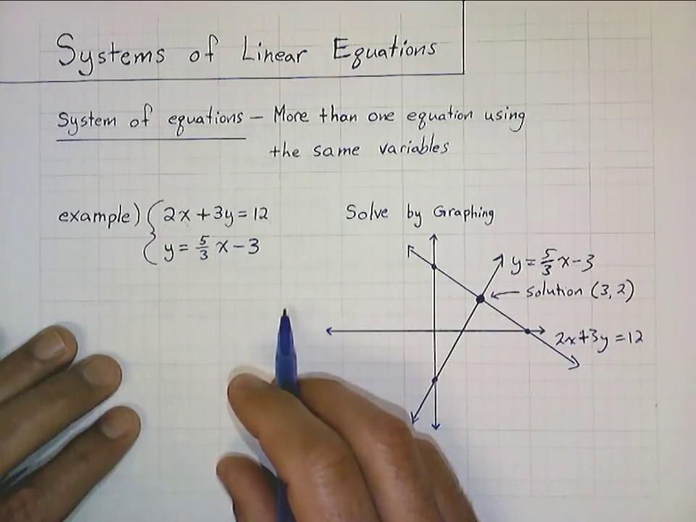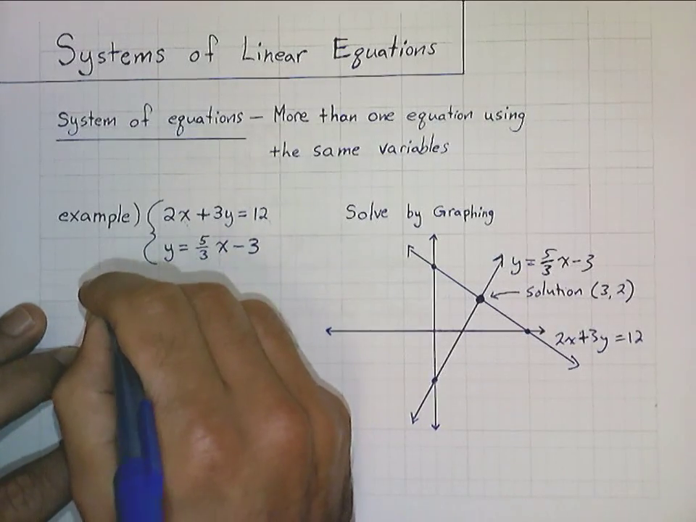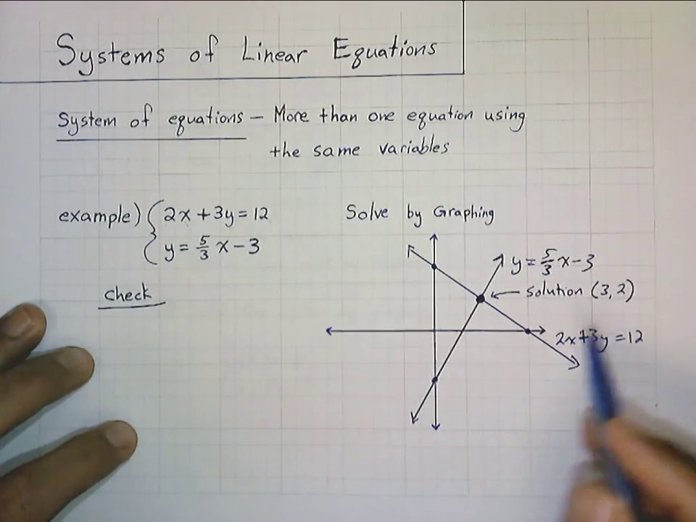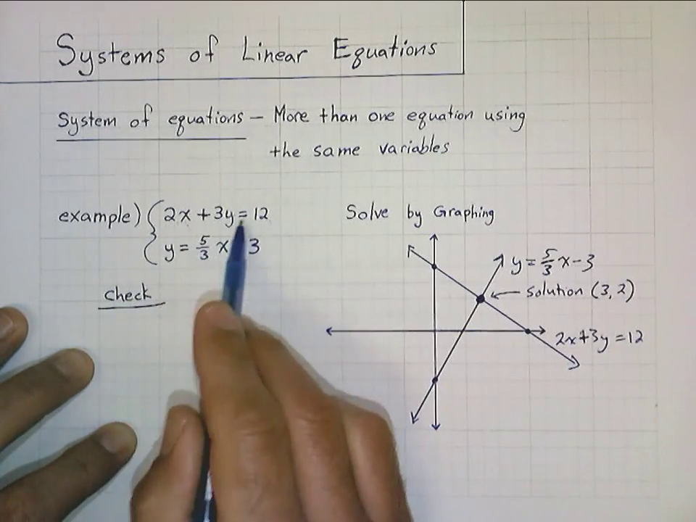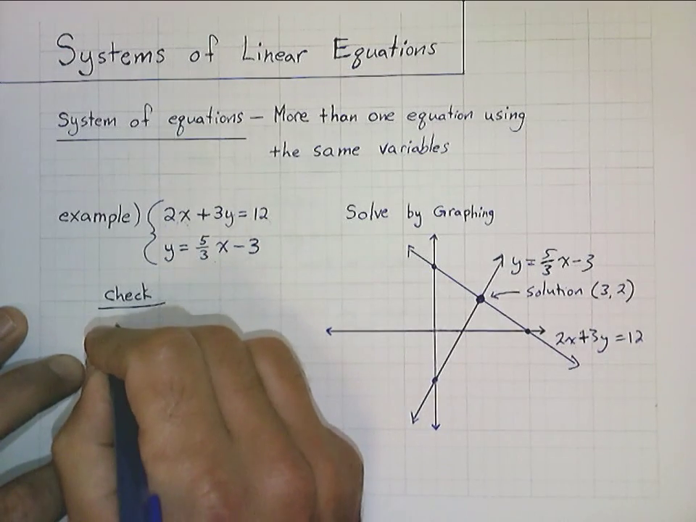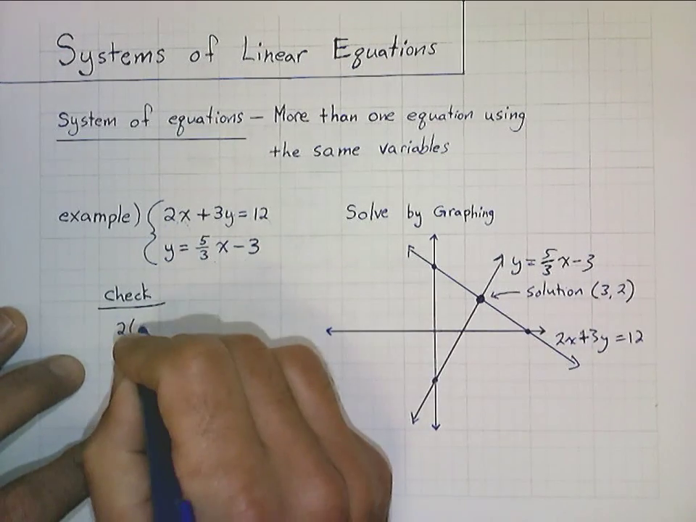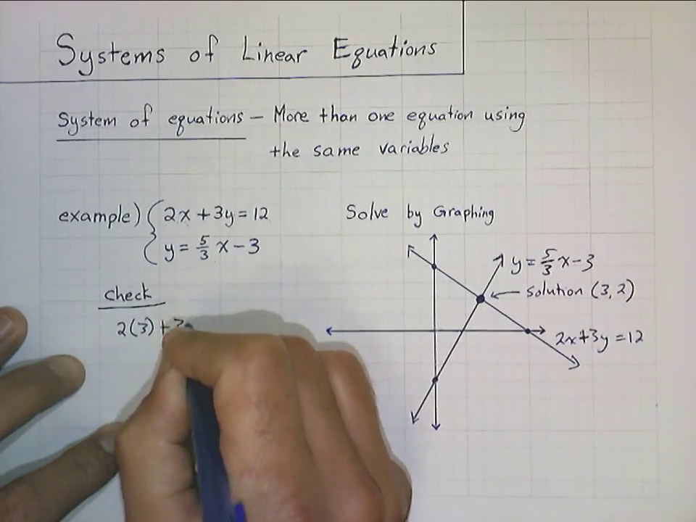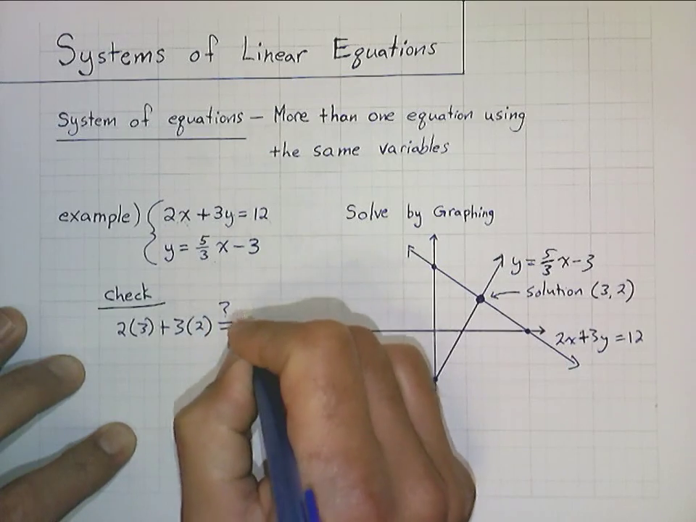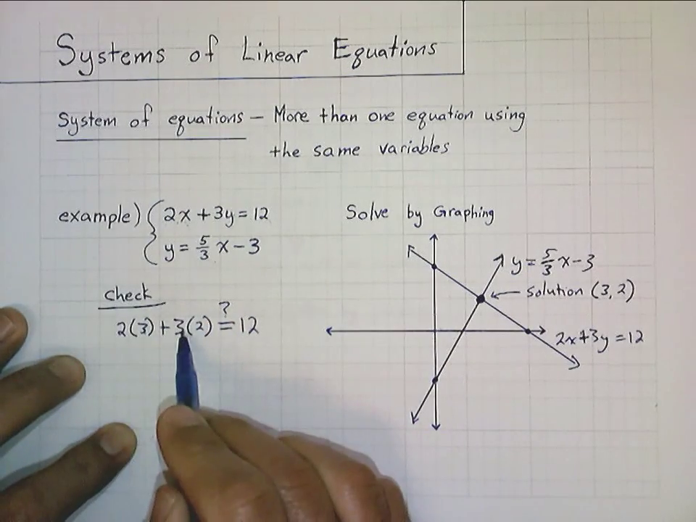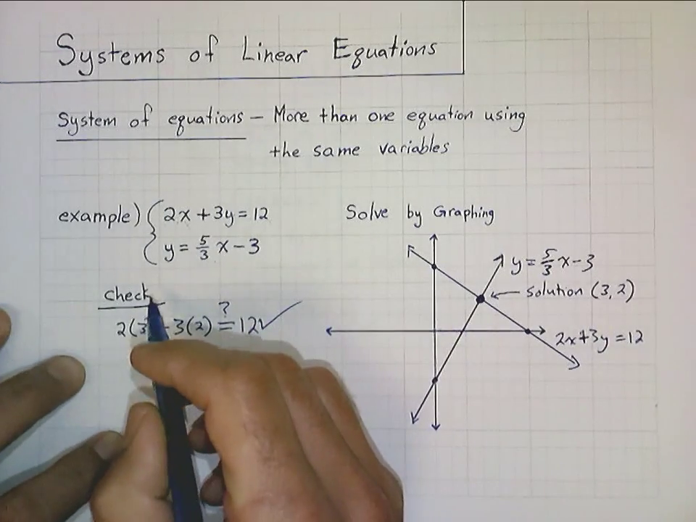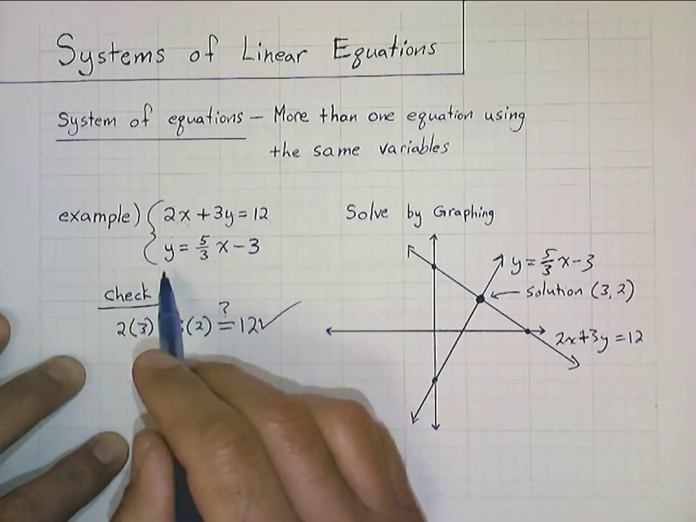Now, one thing we do want to do is check our solution, just like when we're solving equations in one variable. So what we do is we plug these coordinates back into both equations and make sure we get true statements out. So we ask ourselves, is it true that 2 times the x coordinate 3 plus 3 times the y coordinate 2 is actually equal to 12? Well, 2 times 3 is 6, 3 times 2 is 6, 6 plus 6 is 12. Yep, that one works. And then we also have to check the second equation.